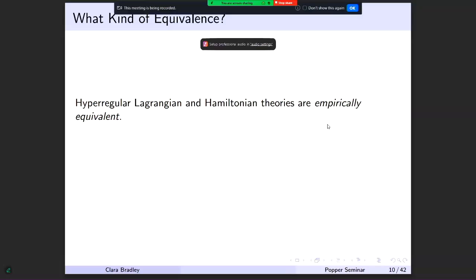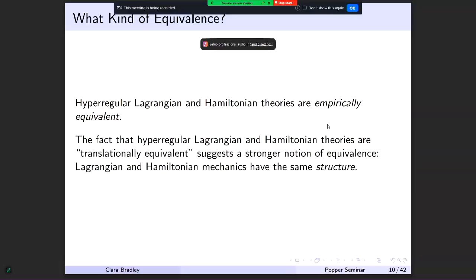So what we want is something stronger than empirical equivalence, and indeed the fact that in these hyperregular theories we can translate back and forth such that they're inverses, so we might say they're sort of "translationally equivalent," in scare quotes, suggests that maybe we can capture a stronger notion of equivalence, something like these theories have the same structure, or they can capture all of the same distinctions, despite the fact that one uses this tangent space and one uses this cotangent space.